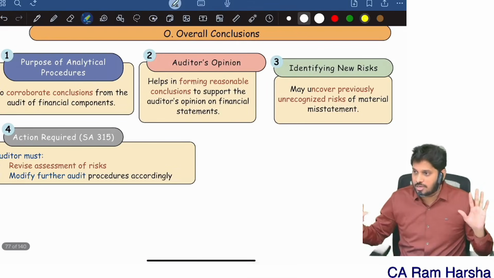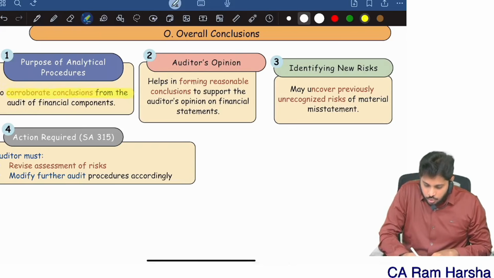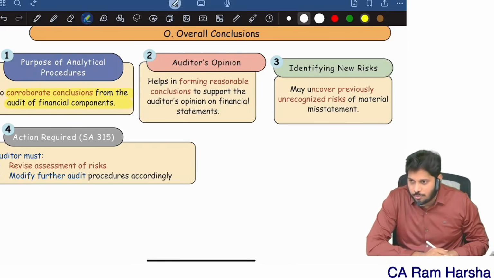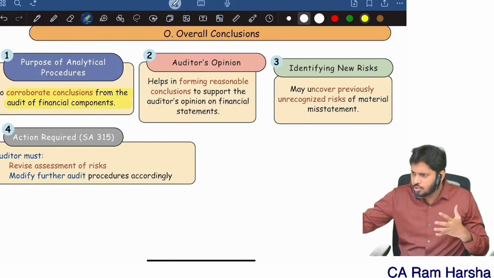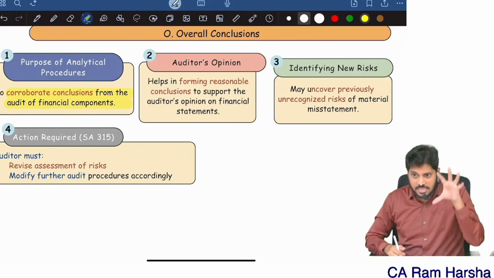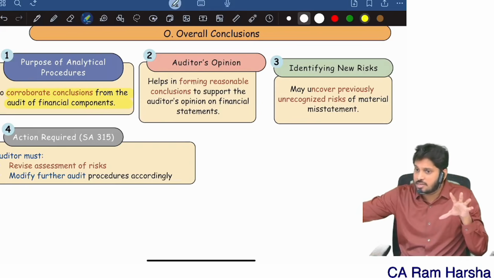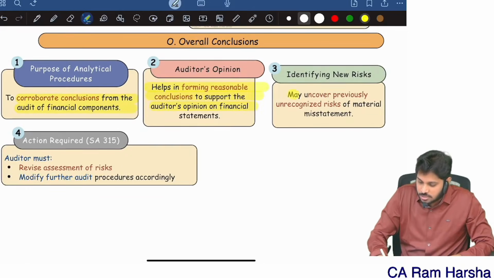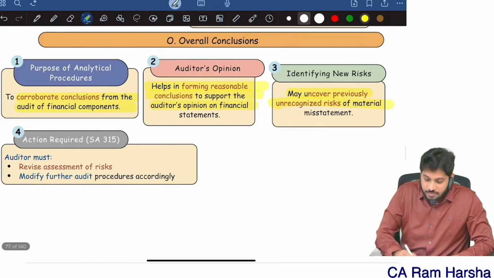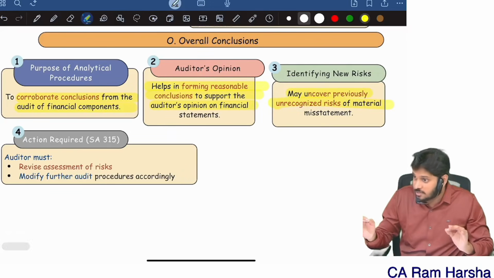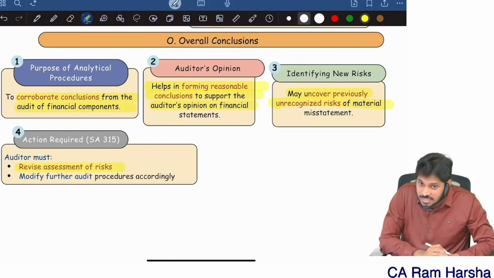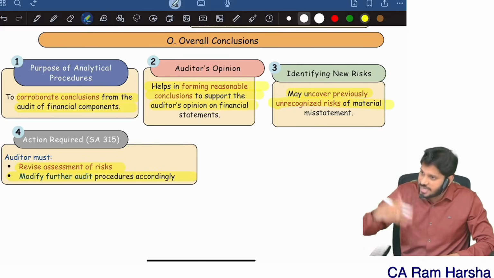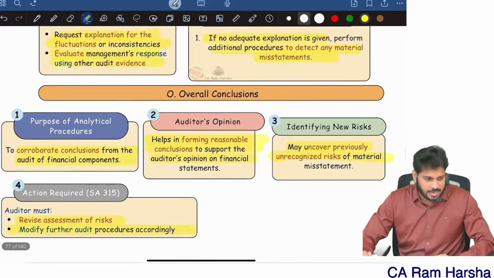Finally, overall conclusion at the end of the audit. What? To corroborate conclusions from the audit of financial components. I will do overall conclusions to support whatever my understanding of the entity and its environment. Analytical procedure will corroborate me, support me, help in forming reasonable conclusions, and may uncover, because of this overall conclusion at the end of the audit, unrecognized risk earlier. Yes or no? If you identify any unusual items at the end of the audit, you have to revise the risk assessment, modify further audit procedures, and redo it. That's it. Analytical procedure is done.